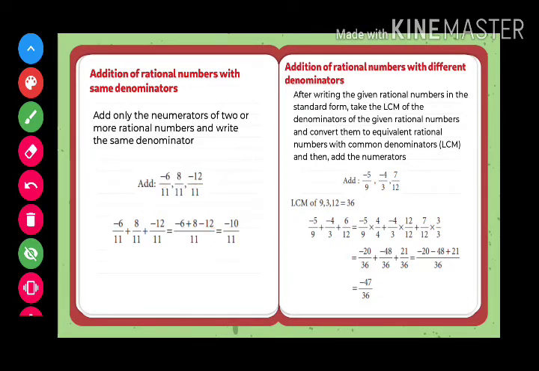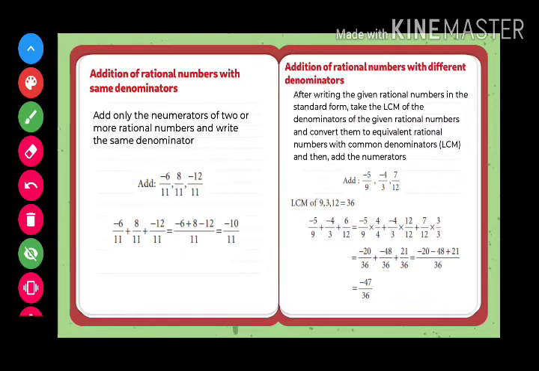In the same way, if the denominator is different, here we have three numbers: minus 5 by 9, minus 4 by 3, 7 by 12. Here the denominators are different. What we should do is take the LCM of the denominators and convert each into rational numbers having the same denominator. And then we again follow the first part.